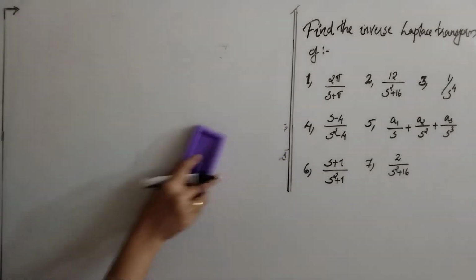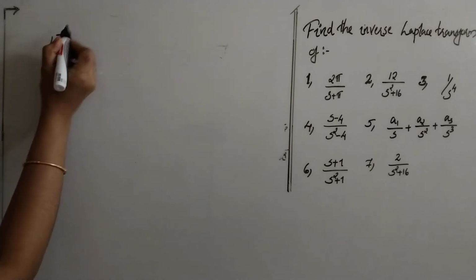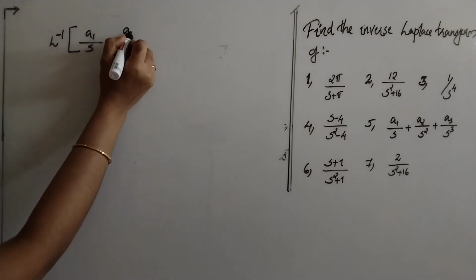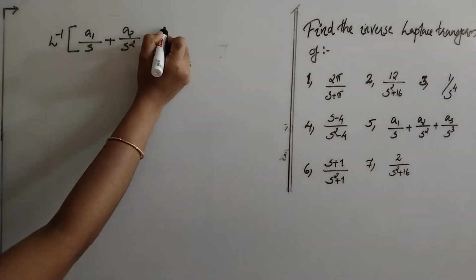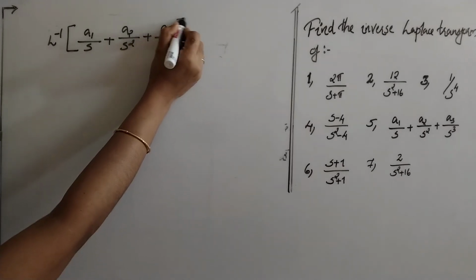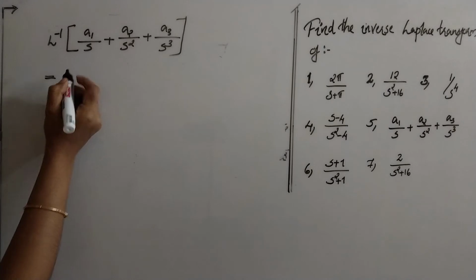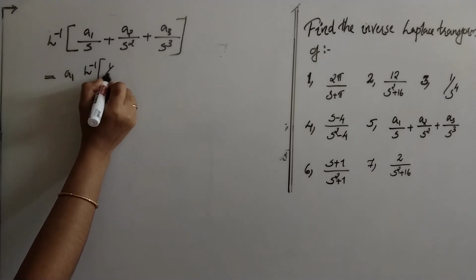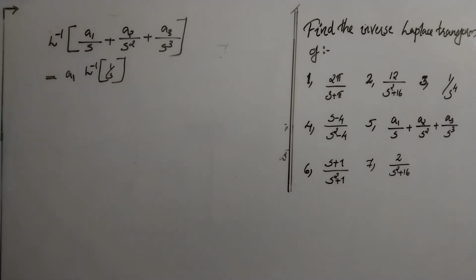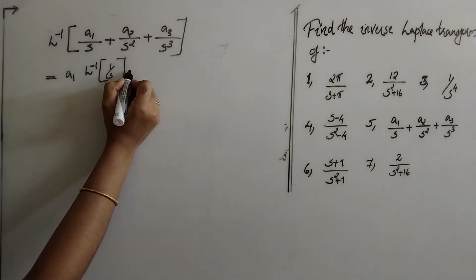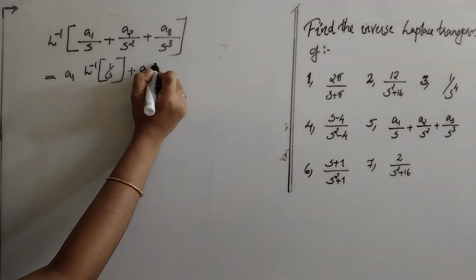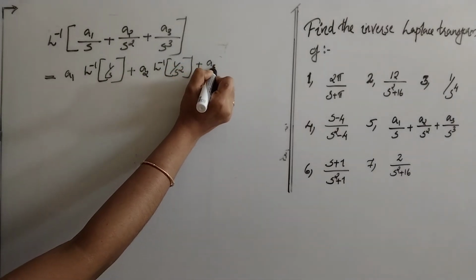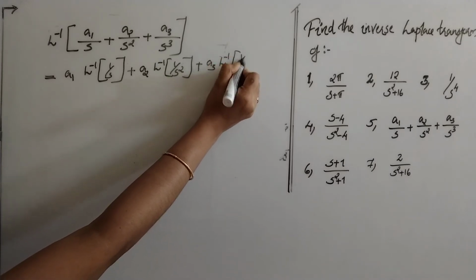Next one is inverse Laplace transform of a1 divided by s plus a2 divided by s square plus a3 divided by s cube. By the linearity theorem, this can be written as a1 into L inverse of 1 by s. Here a1, a2 and a3 are constants, so we can take them outside by linearity theorem, plus a2 into L inverse of 1 by s square plus a3 into L inverse of 1 by s cube.